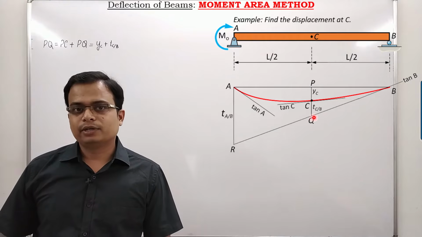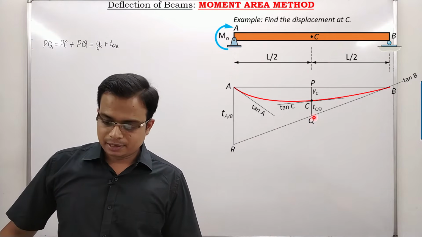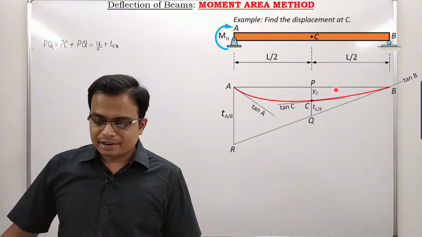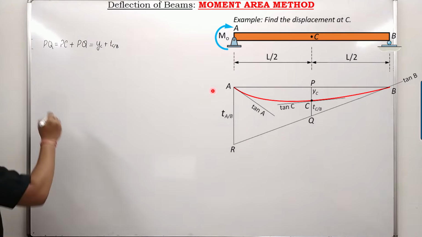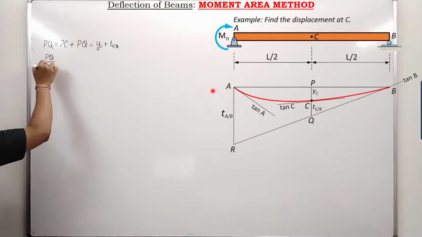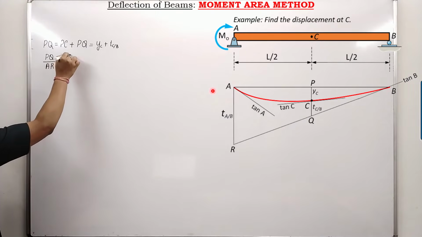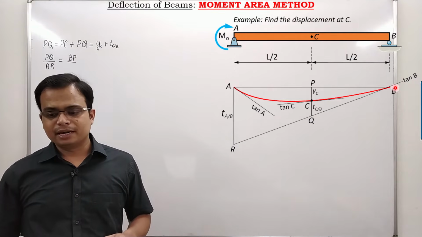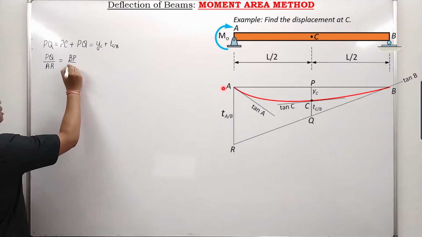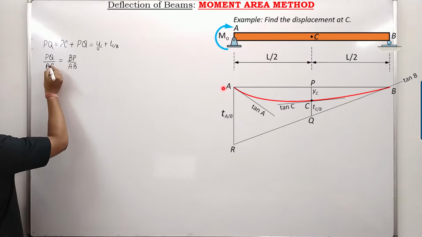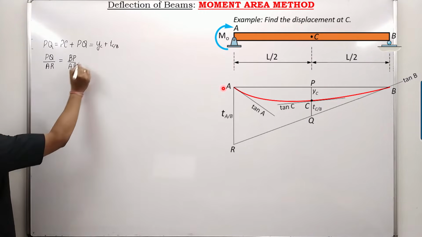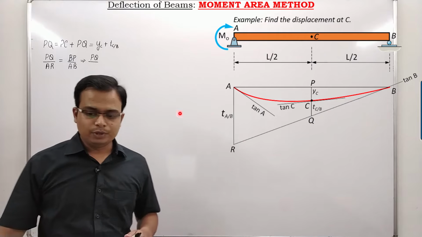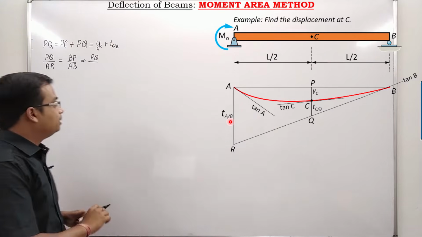For two similar triangles, you can apply the ratio of sides property. That means PQ divided by AR is equal to BP divided by BA, or AB, whatever. We want PQ. So just watch this. This is going to be fairly simple. PQ divided by AR. What is AR? It is TAB.